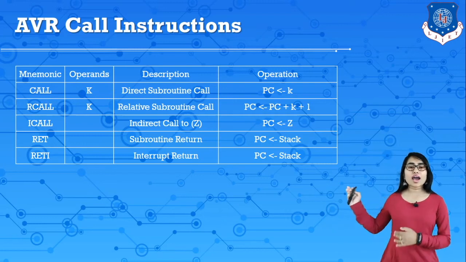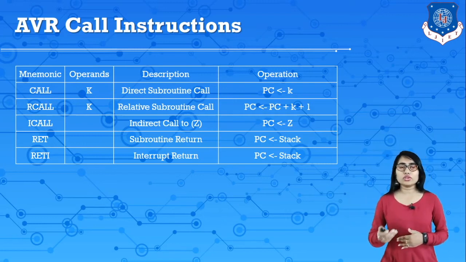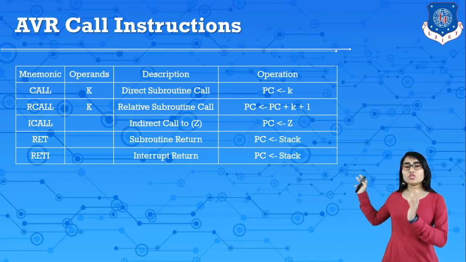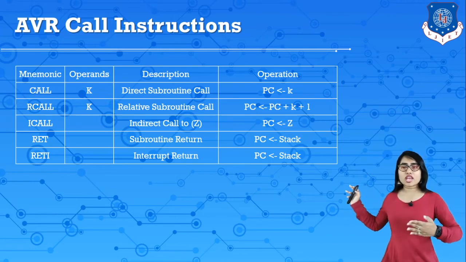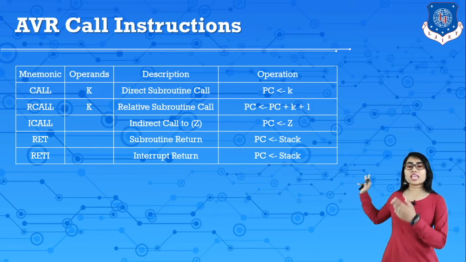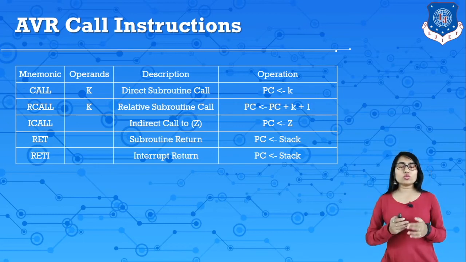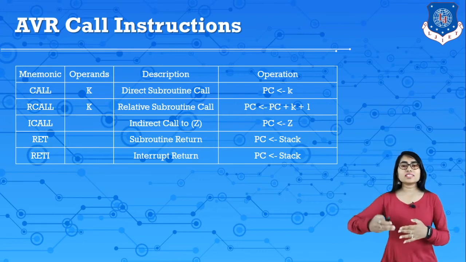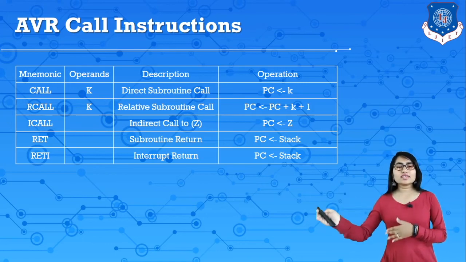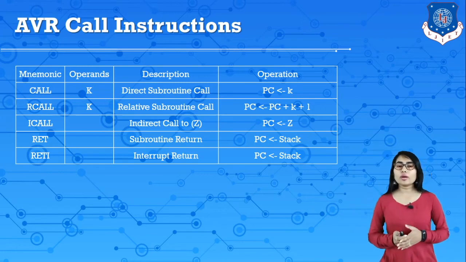Then next is the rcall instruction, that is relative subroutine call. The relative subroutine call has a reference line, that is the program counter. So program counter plus 1 is used each time the next instruction is executed, and after that the K value is added, so it works like a reference line from the program counter. So at that point ahead, there is a subroutine stored. Then ICALL, that is indirect call to Z. In this, whatever the value of the Z register is, it is directly copied into the program counter.